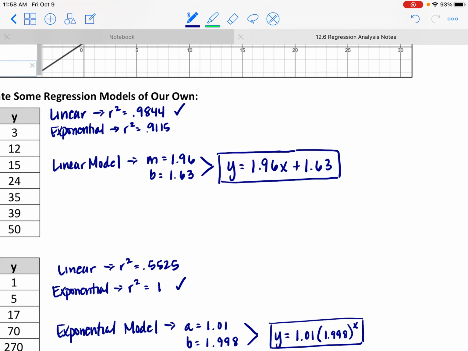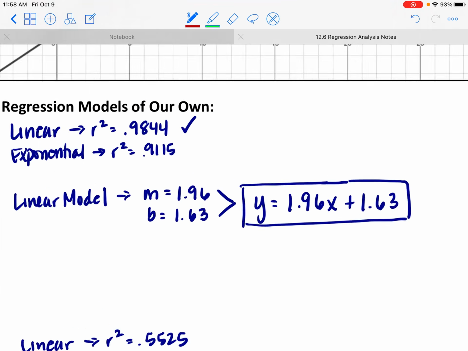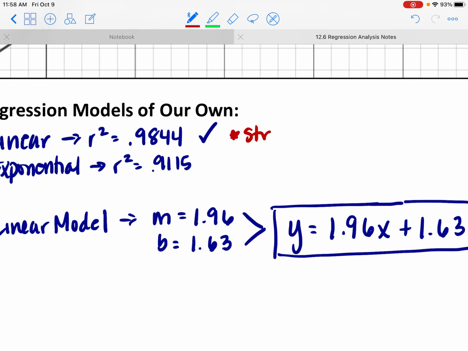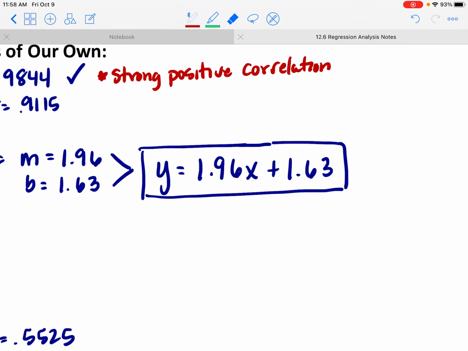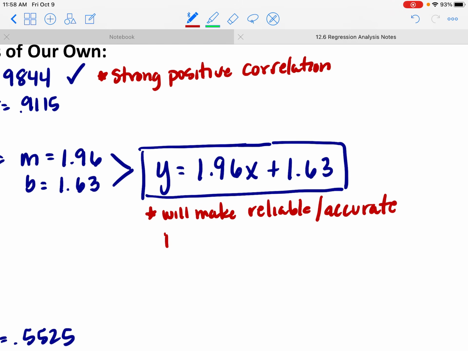Okay, and just to be extra clear, because our r squared is so good here, this is going to be a strong positive correlation. And because it's a strong positive correlation, then we know that we're going to have accurate and reliable predictions. The model will make reliable, accurate predictions.